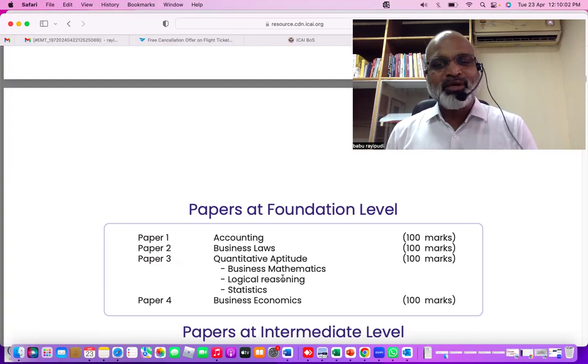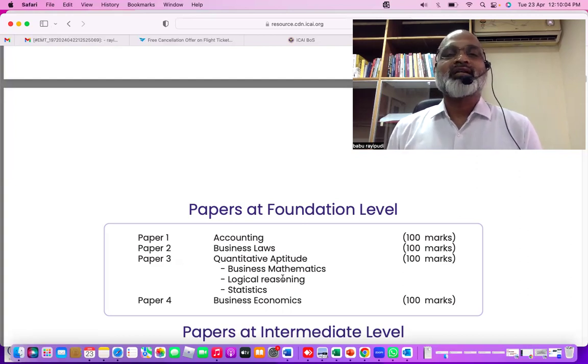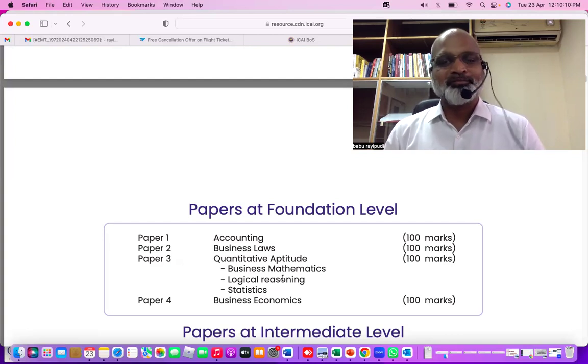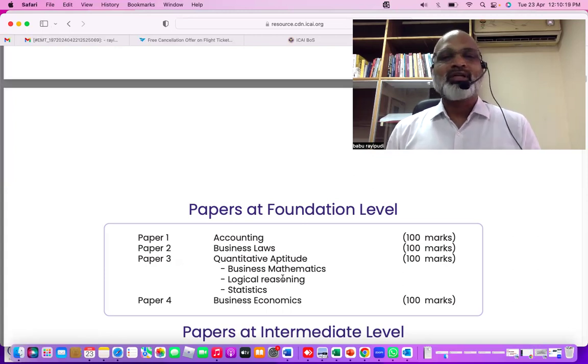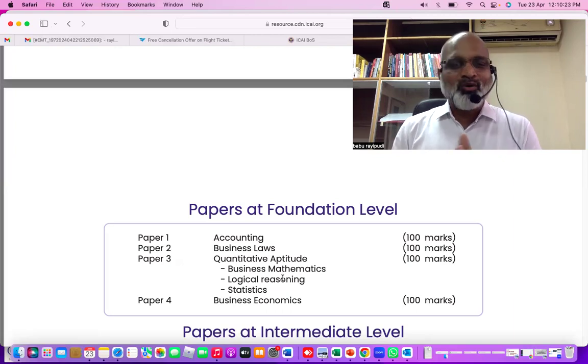So there are 4 subjects. Paper 1 is accountancy, that is 100 marks. It is purely descriptive. If you want to clear this paper, you have to get at least 40 marks out of 100. Paper 2, you have got business law. We have got a 100 marks paper. This is also 100% descriptive. If you want to clear this paper, you have to get 40 marks. Then we have paper 3, quantitative aptitude.